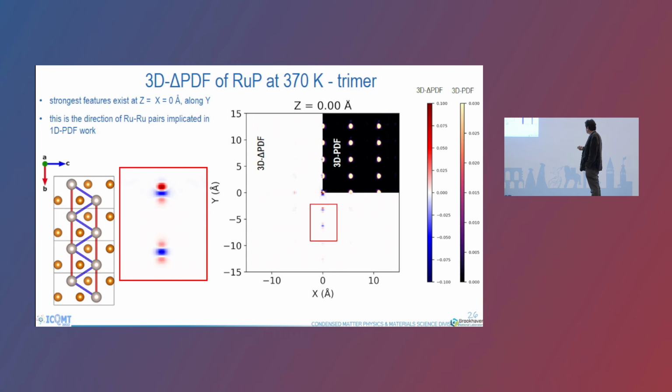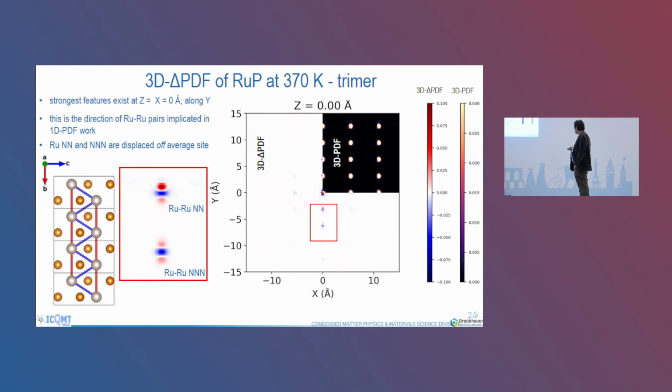There is not much signal elsewhere, which suggests that this distortion is really quasi-one-dimensional. If you zoom in on this differential signal, you see a red, blue, red type of signal. Blue is negative, red is positive, which means that there is a redistribution of pair distances in such a way that both short and long distances are generated. Another thing, if you pay attention, the signal closer to the origin is much more intense than the one away from the origin.